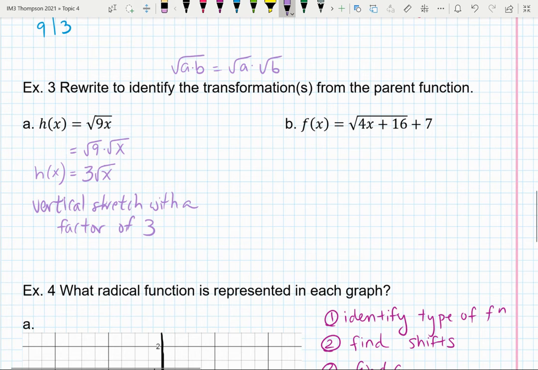Well, A is easy enough, but B adds another layer. I can only factor something out if I can take it out of everything. Now here I only had one term, so factoring out was more like splitting up. For B, I have f of x equal to the square root of 4x plus 16, all plus 7. I have to be able to take 4 out of both of these terms. So as I rewrite, I can take out the GCF. I can take out the 4.